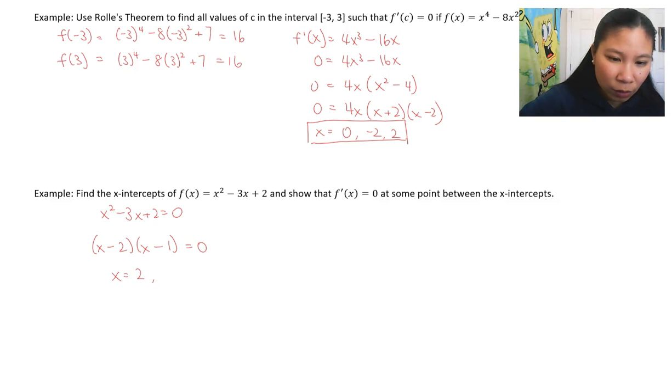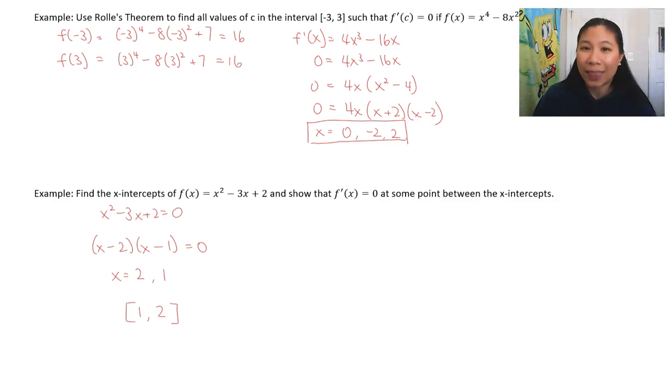So that would give me solutions of 2 and 1, which means if I were to graph this out, this graph would cross the x-axis at x equals 1 and x equals 2. So those are my endpoints. We're basically saying, look at the interval from 1 to 2. And then we want to find an x value between 1 and 2, so between that interval, where it also has a derivative of 0.